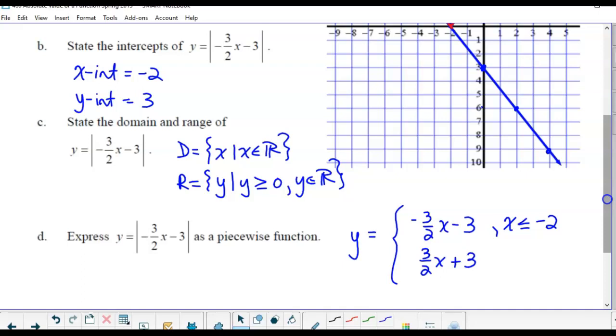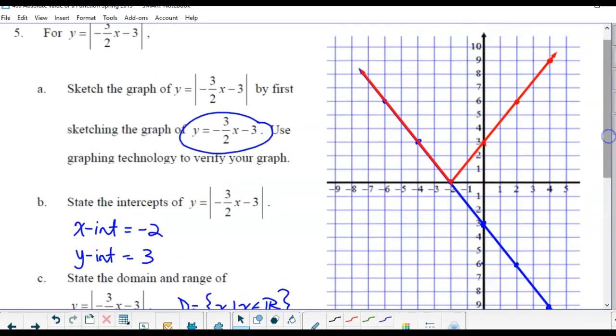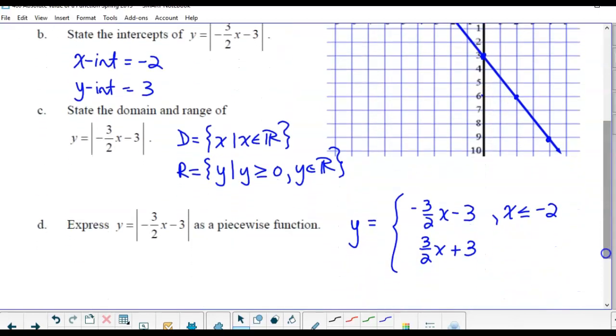So you put a comma afterwards and state the domain, but not in set brackets, just as an inequality for what values of x it is this. When we take the opposite of that, that's this line extended here, but obviously we don't want this part. We want everything to the right of -2. So this we'll have x greater than negative 2.